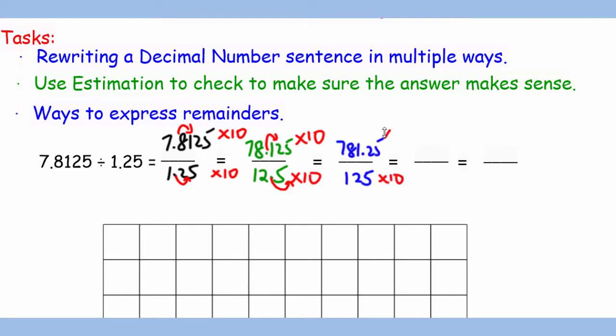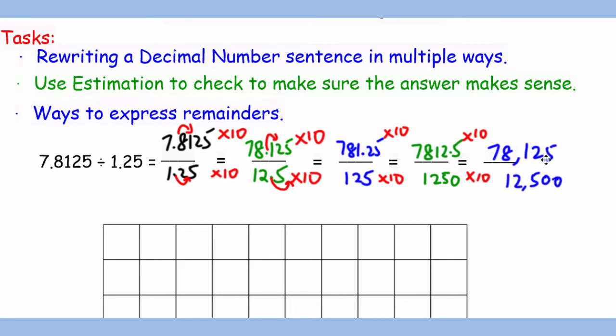We can times it by 10 again, which will bring us 7,812.5 over 1,250. And now one last one, timesing 10 again, which will bring us 78,125 over 12,500. Now looking at these, which one should you choose to solve the question?